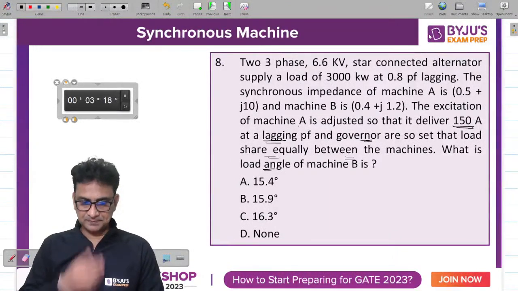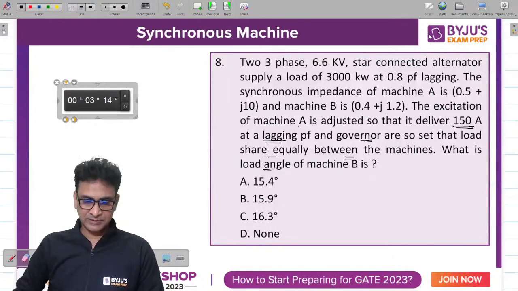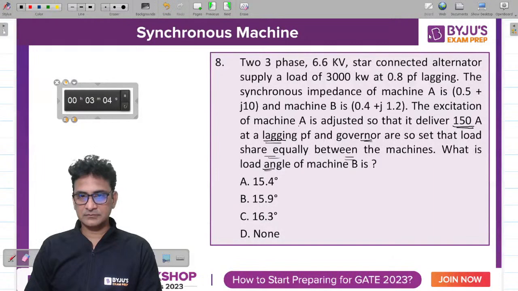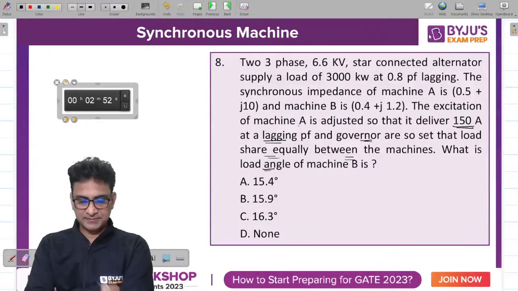6.6 kV. Again, it is a three-phase alternator, so convert each quantity into the per phase basis. You can take the terminal voltage as a reference.